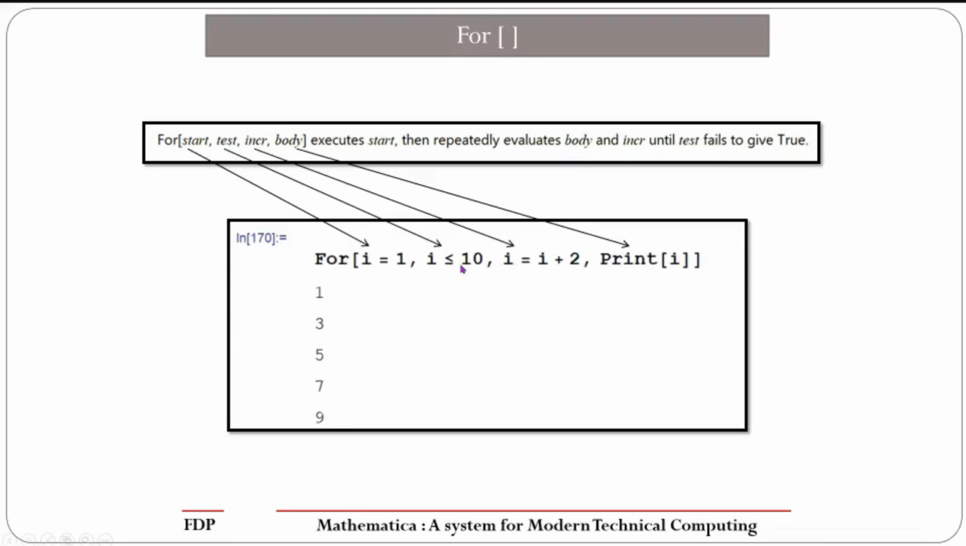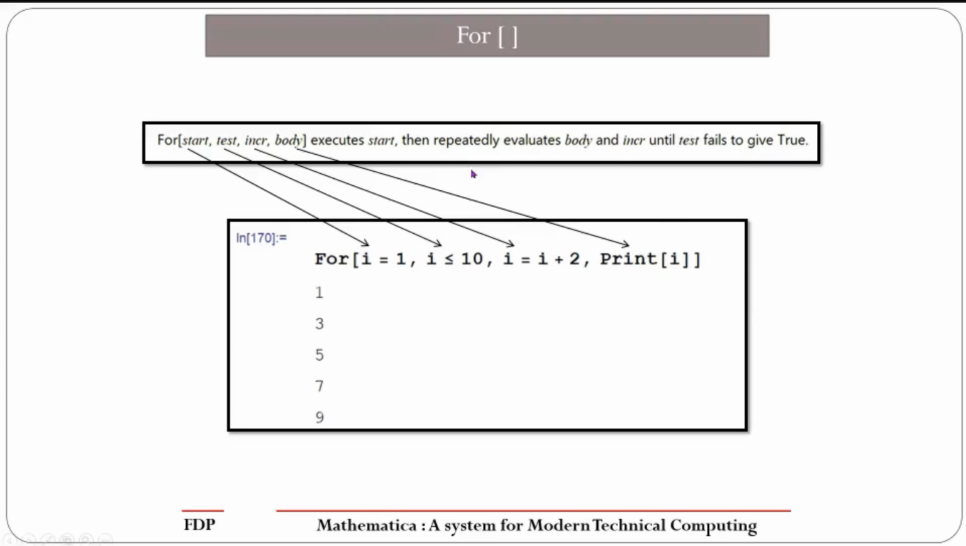It will go here. Then the condition: is i less than or equal to 10? Yes, because i is 1 at the start. So it will go here and print i. Then it will go to the increment: 1 plus 2 is 3. Then it will go to the condition: is 3 less than or equal to 10? Yes. If yes, then print. Then increment, then condition, then print, then this one. So it is like a heart shape. You can understand it like this.